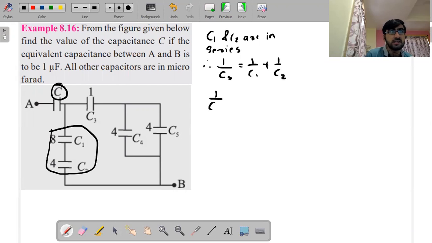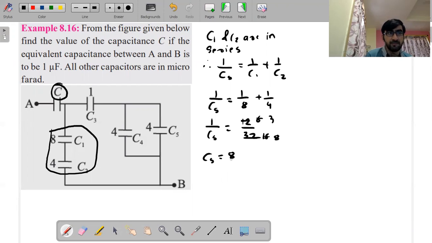So 1 upon CS will be given by 1 by 8 plus 1 by 4. So this will come to 1 by CS equal to 4 plus 8 is 12 upon 4 into 8 is 32, right? So this is 12 by 32. So 6 by 16 and then 3 by 8. So CS is 8 by 3.